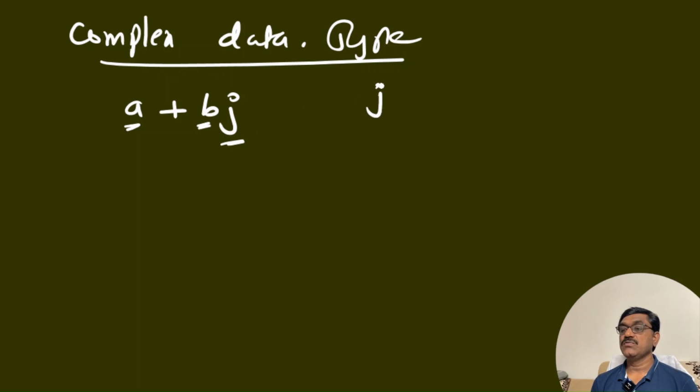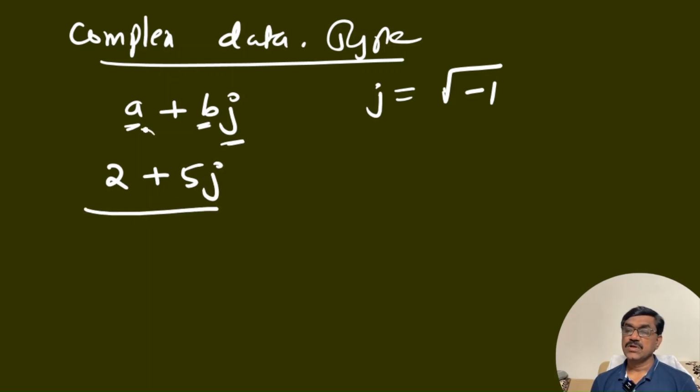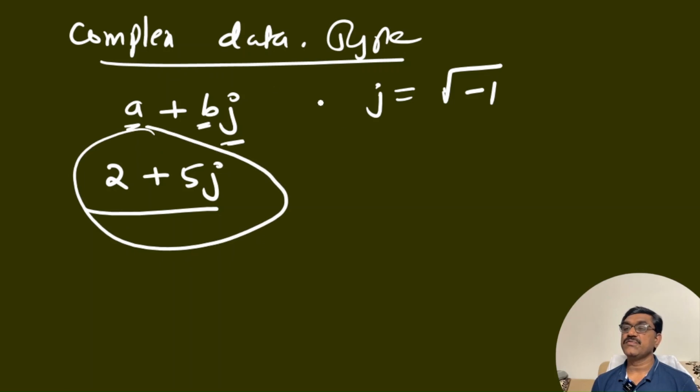You know that j equals under root of minus 1. The value a you can take any value, for example, I am taking 2 plus 5j. This is the way of representing the complex number. To represent this type of complex number, we use the complex data type.